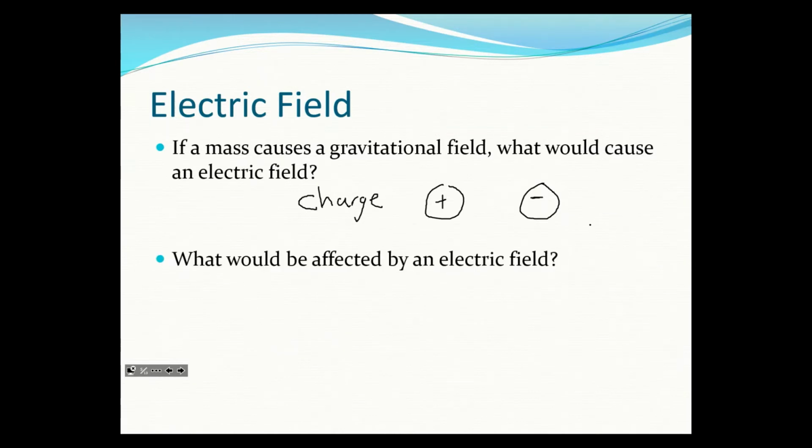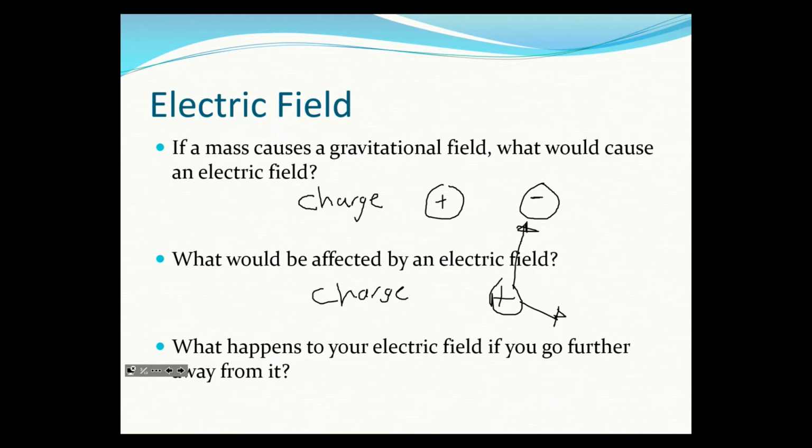So what would be affected by an electric field? Well, something with charge, right? If I'm a positive object, I'm going to be attracted to this negative charge, and I'm going to be repelled from that positive charge. So other objects with charge are affected by electric fields. And what happens to your electric field if you go further away from it? Well, it gets weaker. If I'm further away, I'm not going to be as attracted or as repelled.